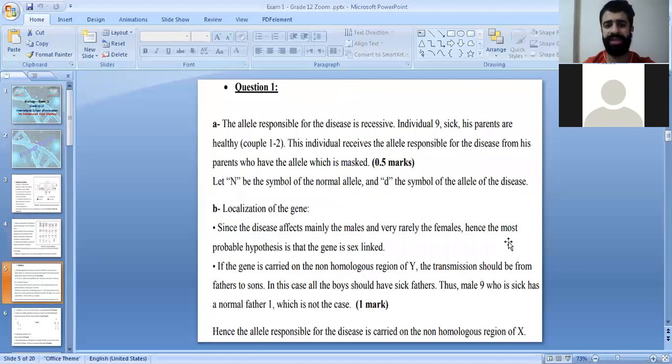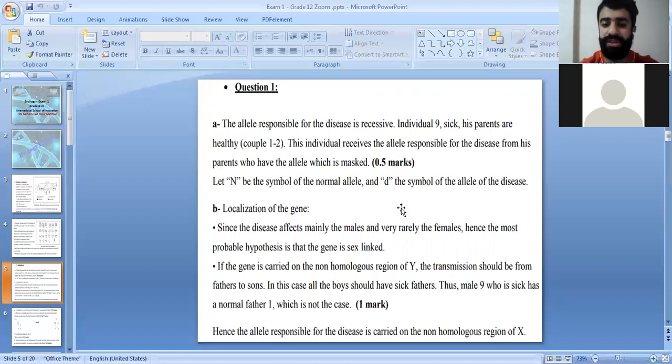So question number 1, as I said, the allele responsible for the disease is recessive, since individual 9 is diseased while his parents, couple 1 and 2, are normal. So they received the allele of the disease from their parents, which was masked. It's important to say masked. Let N be the symbol of the normal allele, and let small d be the symbol of the allele of the disease. Localization for B. Since the disease affects mainly the males and very rarely the females, this is something I told you, it is very important: the disease is sex-linked.